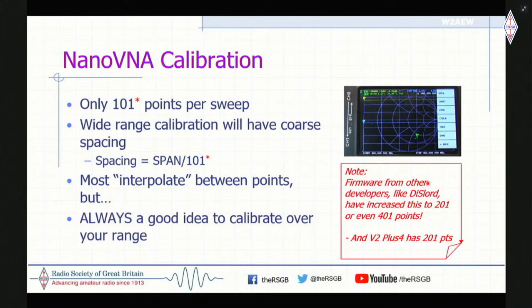Again, one of the firmware developers, when you go into the forums, you'll see this name, Dislord, and I'm not sure if it's just a username or avatar or something like that. But some of the versions of firmware he's developed have up to 401 points across the display. So 4 times the number of points. The new V2 Plus4s are just 200 points across.